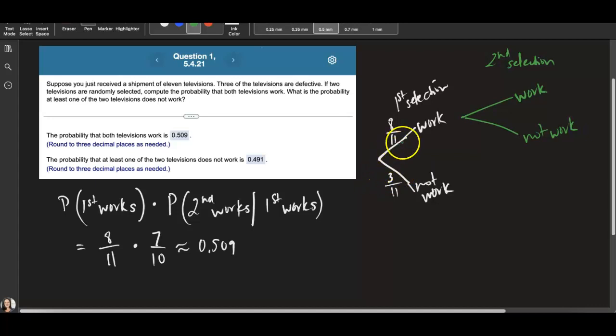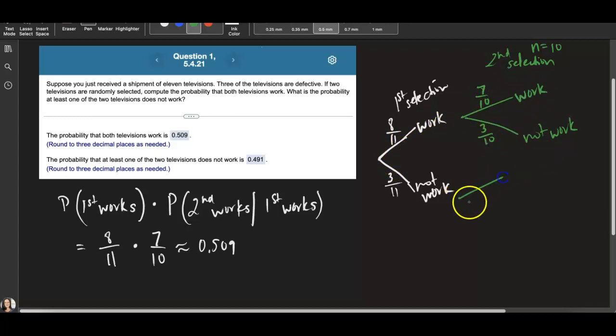And I'm just going to go from this first branch to begin with. So remember now, we've already selected one TV. So we're now down to a sample space of 10, of which if I select one that works, now there's only 7 TVs that remain that work out of 10 TVs that remain. But there's still 3 defective TVs, but again, out of 10 that will not work. So that's one way to visualize all the different possibilities.